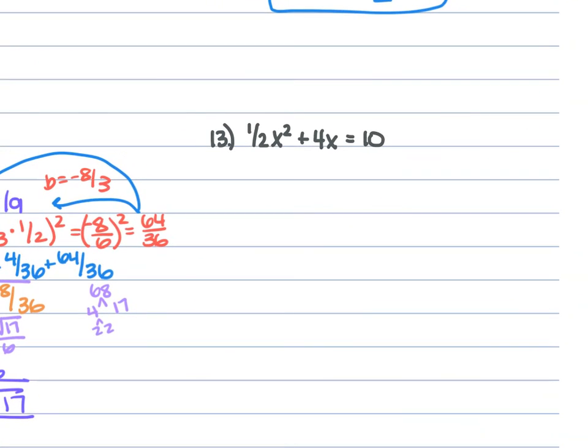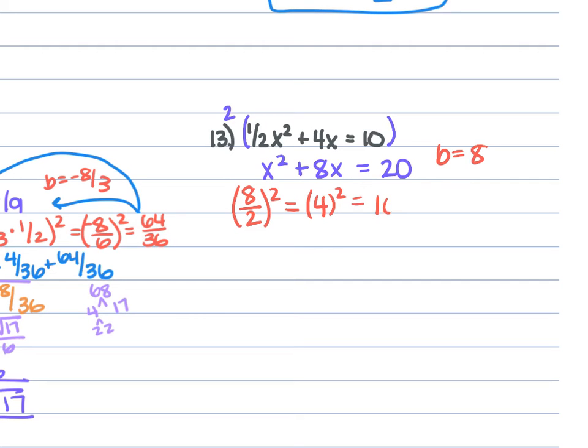For 13, we have 1/2 x squared plus 4x is equal to 10. So I'm going to multiply everything by 2 to get rid of that 1/2 in front of the x squared. So this is going to be x squared plus 8x is equal to 20. My b is 8, so 8 divided by 2 squared is 4 squared, which is 16. I add the 16 to the 20 and the x squared plus 8x to give me x squared plus 8x plus 16 is equal to 20 plus 16.